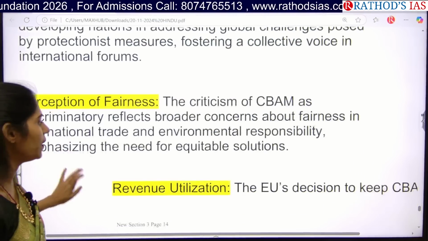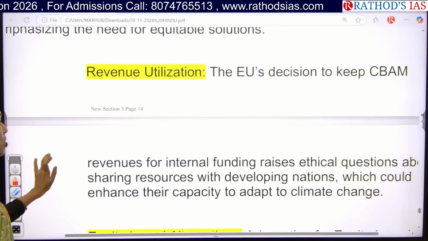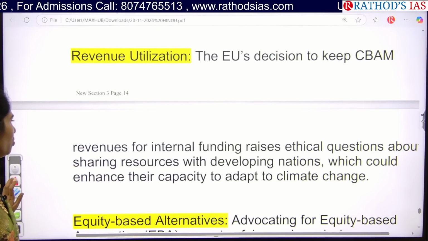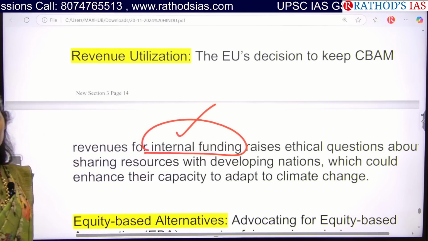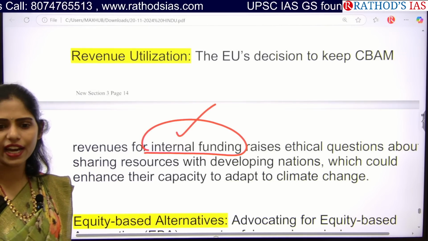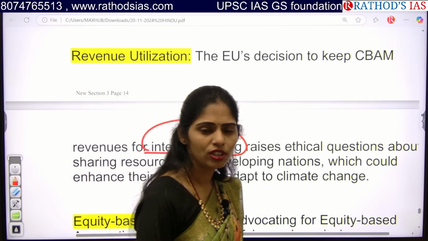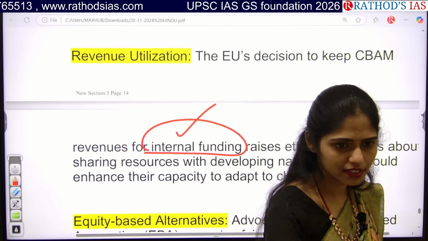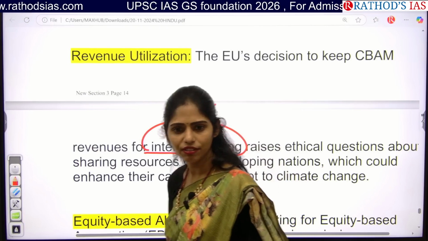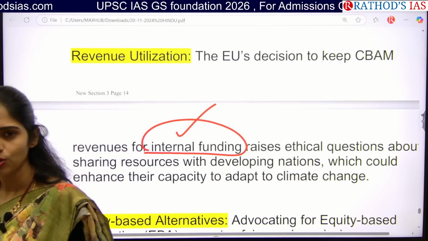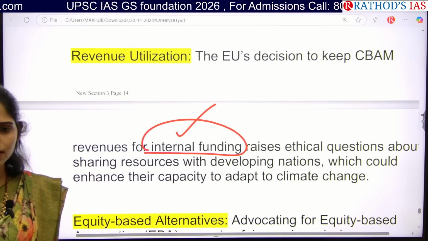And even the European Union also came up with the decision to keep this CBAM revenues for international funding. So it is a part of climate finance. So what is this climate finance? Developed countries have to give funding to the developing countries. So what is the target? As of now, it is $100 billion every year. So India increased it to $1.3 trillion every year.